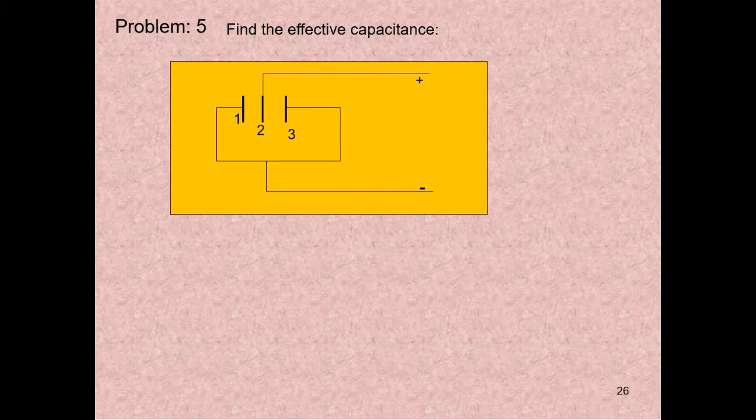There are 3 plates, 1, 2, 3, equally spaced. And 2 is connected to the positive polarity of the battery, and 1 and 3 are connected together and connected to the negative polarity of the battery. You are supposed to find the effective capacitance between these ends.